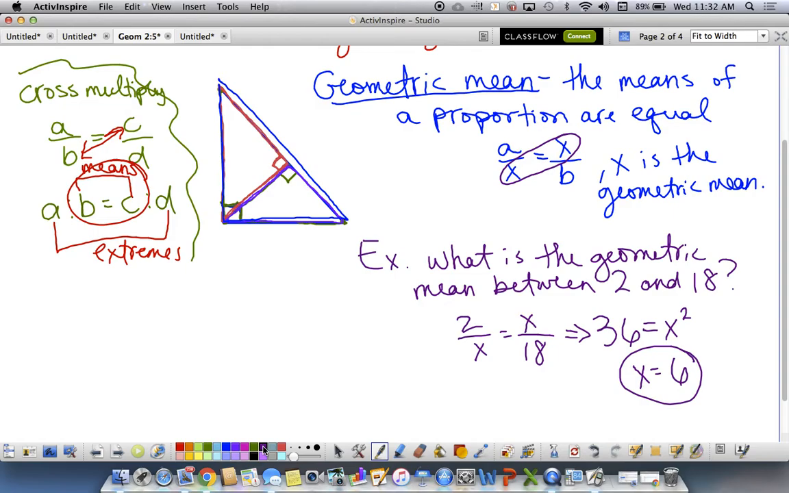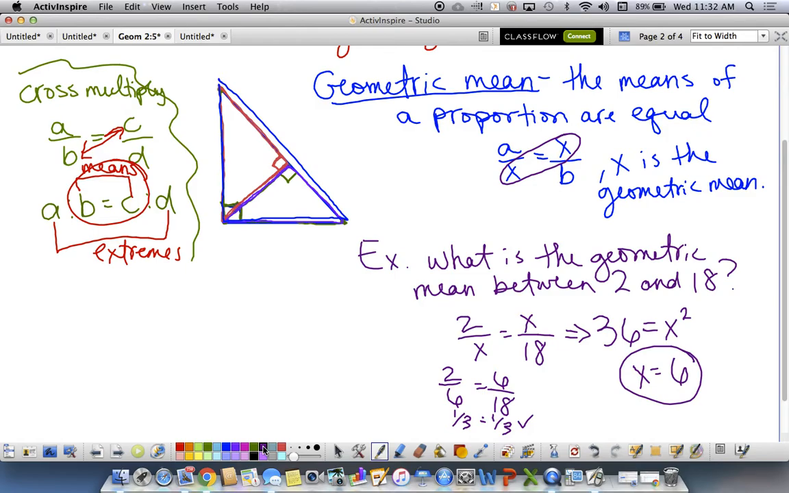Say that again. Reduce what? Well, if we reduced it, would they reduce to the same thing? One-third equals one-third. Would it have to? That's not what they're asking you. 2 over 6 is 1/3. 6 goes into 18, 1/3. Do they still have to be equal? Yes, it has to work. But when they ask what is the geometric mean, we're stopping at x equals 6. So that's the definition of a geometric mean.